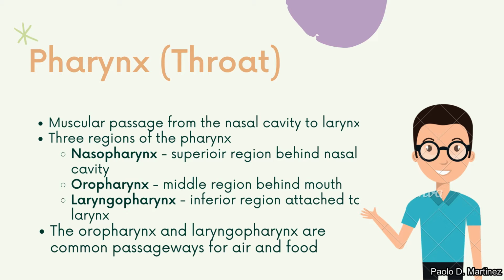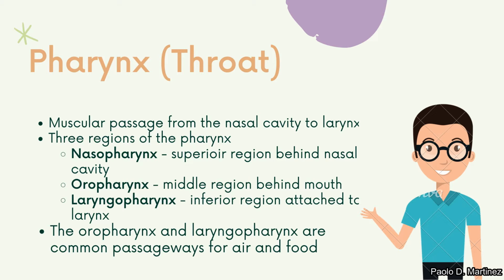The nasopharynx is a superior region behind the nasal cavity. The oropharynx, on the other hand, is the middle region behind the mouth. And the laryngopharynx is the inferior region attached to the larynx. Both the oropharynx and laryngopharynx are common passageways for air and food. Now, the pharynx is part of both the digestive and respiratory system.